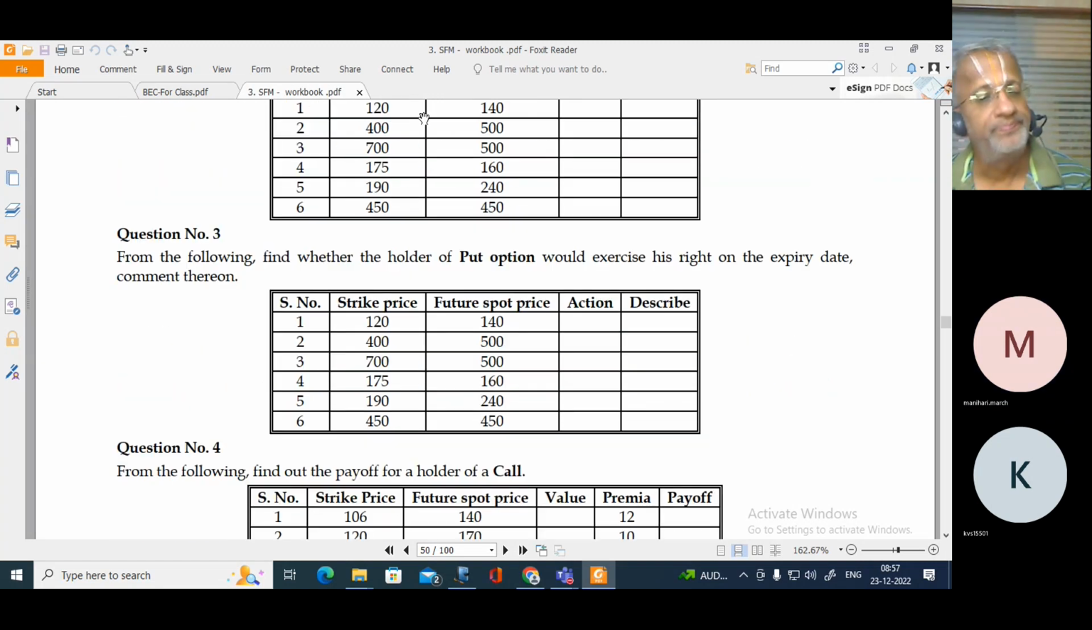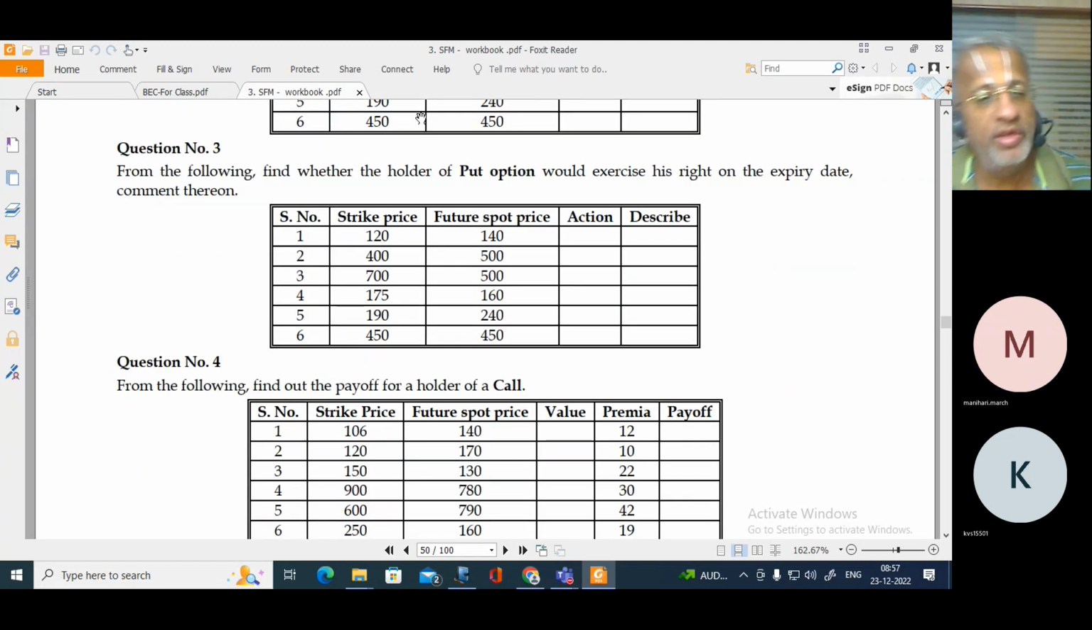Question number 3. From the following, find out whether the holder of a put option would exercise his right on the expiry date. Comment thereon. Same numbers, but in this particular case, it is a put option. Remember that the holder of a put option has got the right to exercise or not to exercise. So now let us just take up the first question. 120, 140, do not exercise, out of the money. 400, 500, do not exercise, out of the money. 700, 500, exercise, in the money.